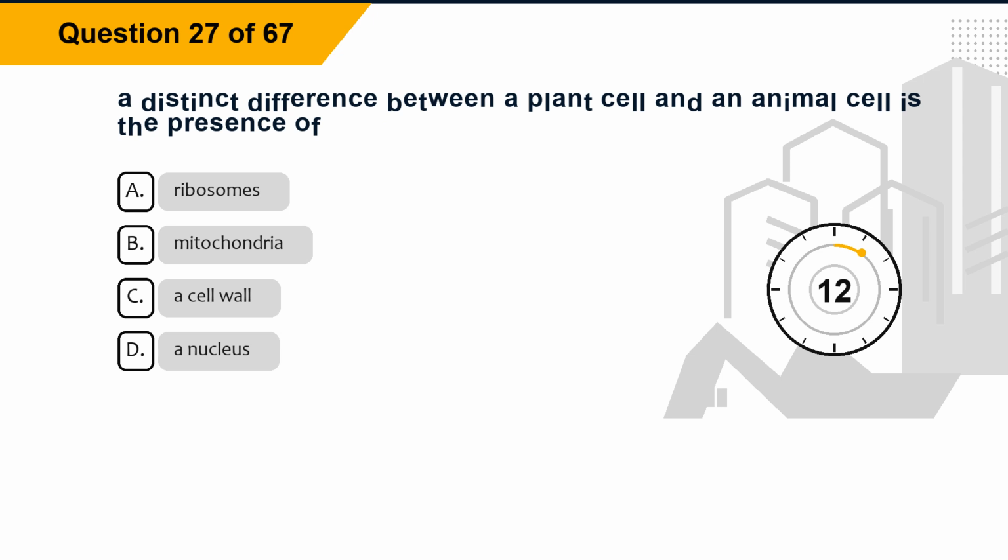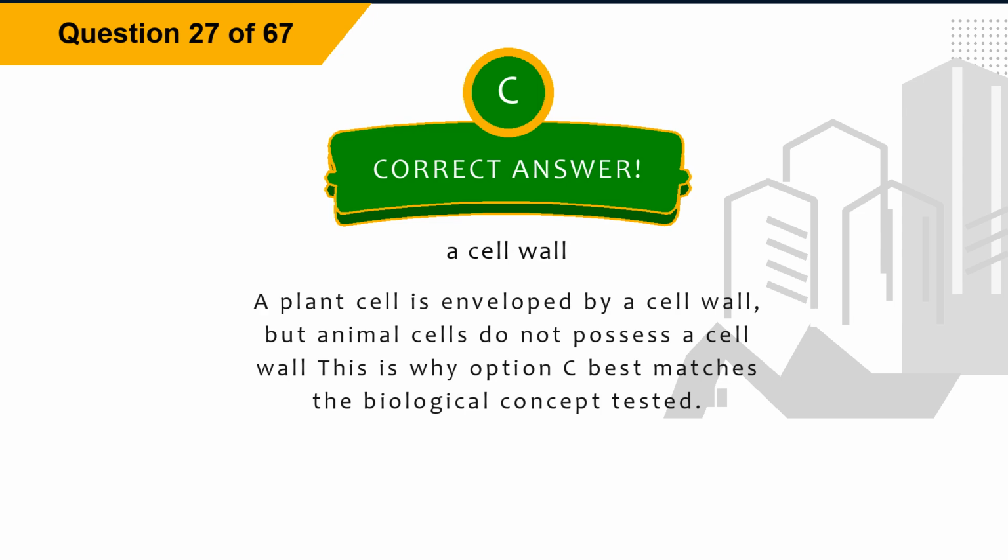Question 27. A distinct difference between a plant cell and an animal cell is the presence of option A, ribosomes. Option B, mitochondria. Option C, a cell wall. Option D, a nucleus. The correct answer is option C, a cell wall. Explanation. A plant cell is enveloped by a cell wall, but animal cells do not possess a cell wall. This is why option C best matches the biological concept tested.